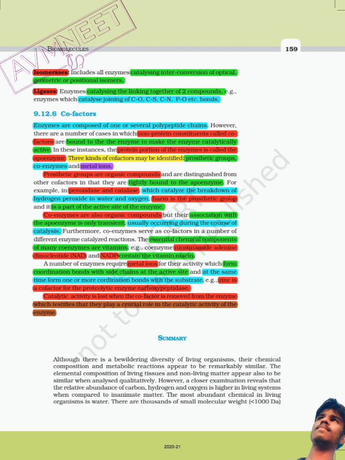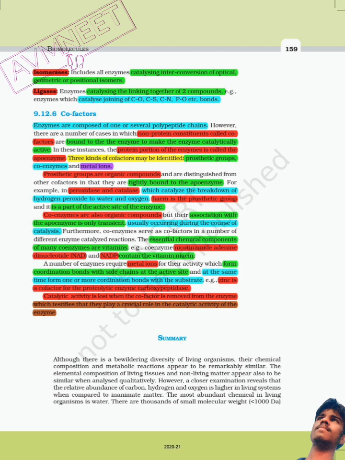9.12.6 Cofactors. Enzymes are composed of one or several polypeptide chains. However, there are a number of cases in which non-protein constituents called cofactors are bound to the enzyme to make the enzyme catalytically active. In this instance, the protein portion of the enzyme is called the apoenzyme. Three kinds of cofactors may be identified: prosthetic groups, coenzymes, and metal ions.